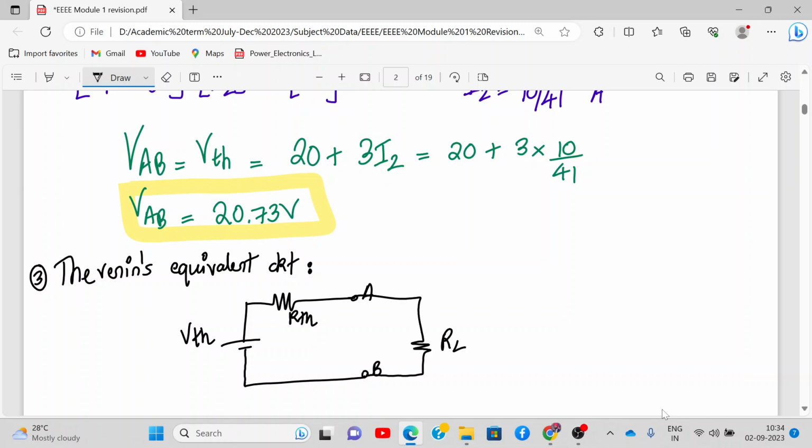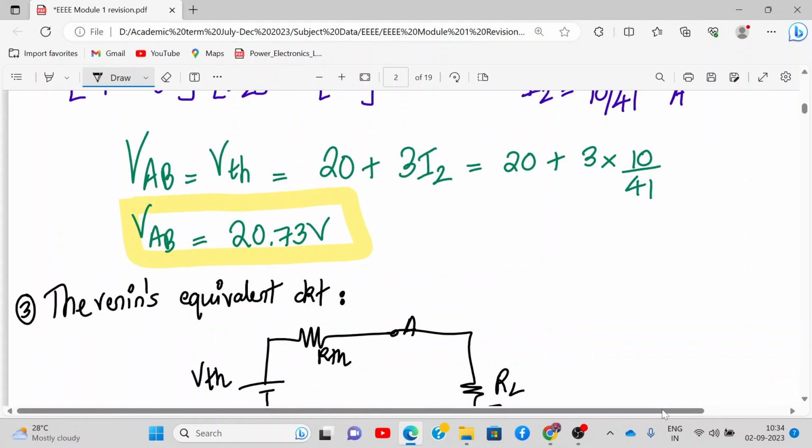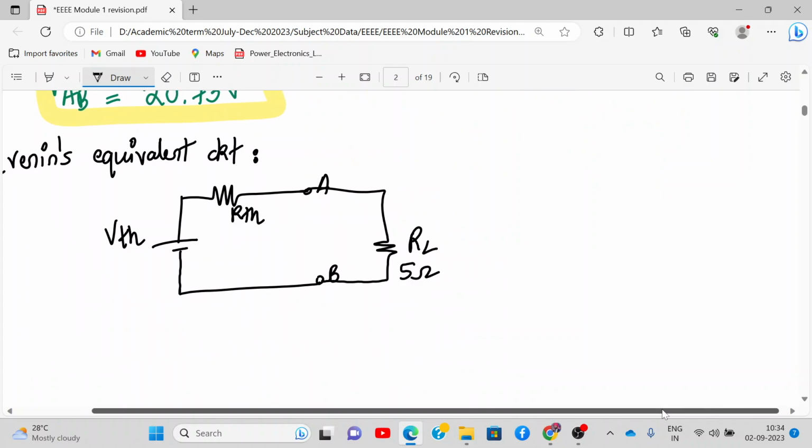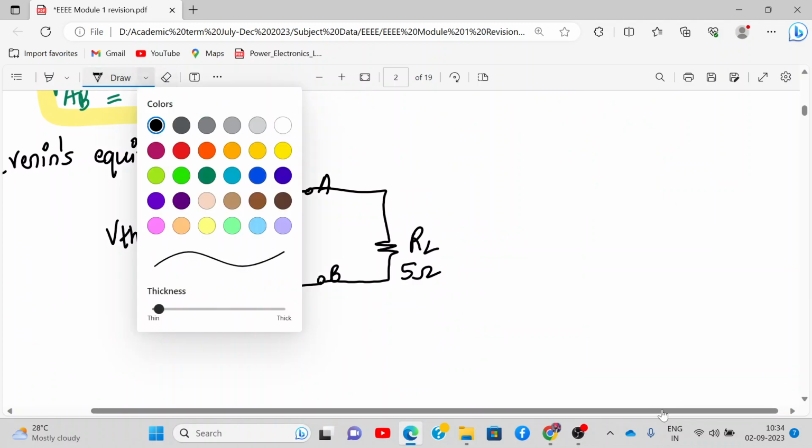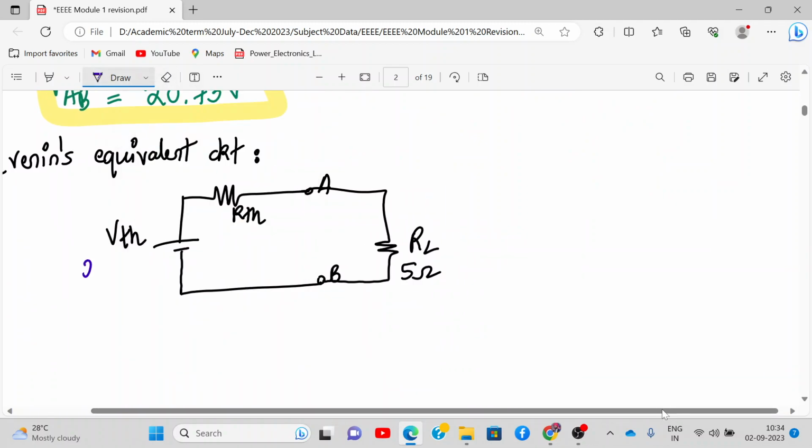So how much was the value of RL? 5 ohm. So please draw this circuit. And what is the value of VTH and RTH we got? VTH we got as 20.73. RTH we got as 1.463 ohm, and RL was 5 ohm. Now we need to find current flowing through 5 ohm resistance.